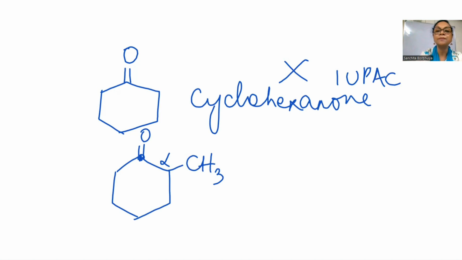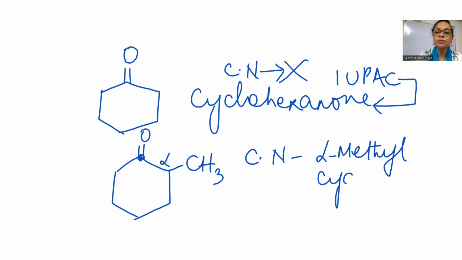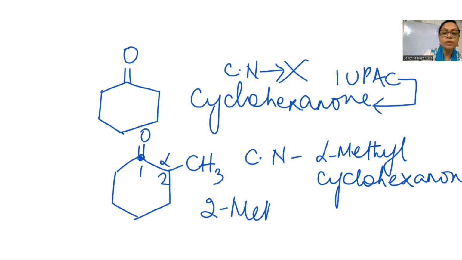There's no common name. So this has a common name because when we write in terms of alpha, beta, gamma, then the common name comes into picture. So this is alpha methyl cyclohexanone. This is the common name. And the IUPAC name has got to do with numbers. So this is 2-methyl cyclohexanone, which is the IUPAC name of the compound.